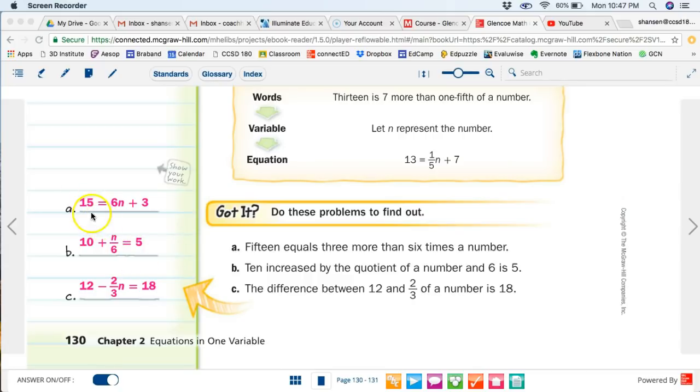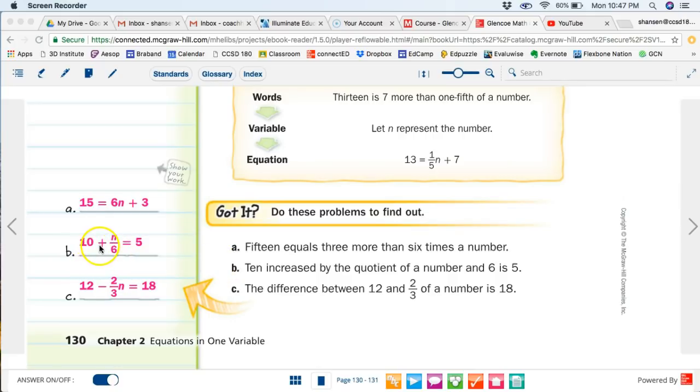All right, so with letter A, 15 equals 3 more than 6 times a number. Could you have 3 plus 6n? Yes, you absolutely could. In fact, I would encourage you to write it that way simply because that is the way it is given to you here, and the order of addition is not important. For the next one, same sort of idea.